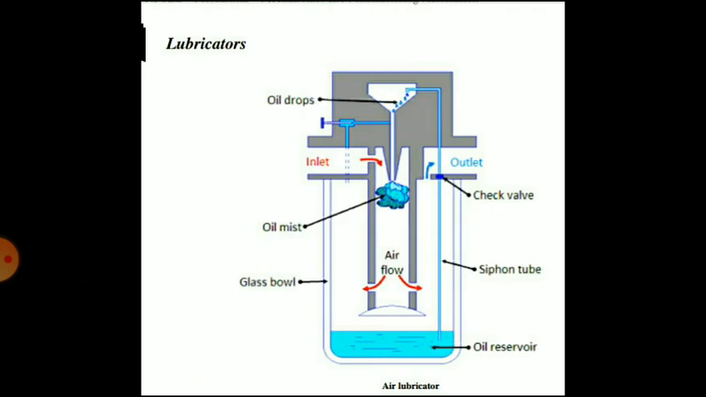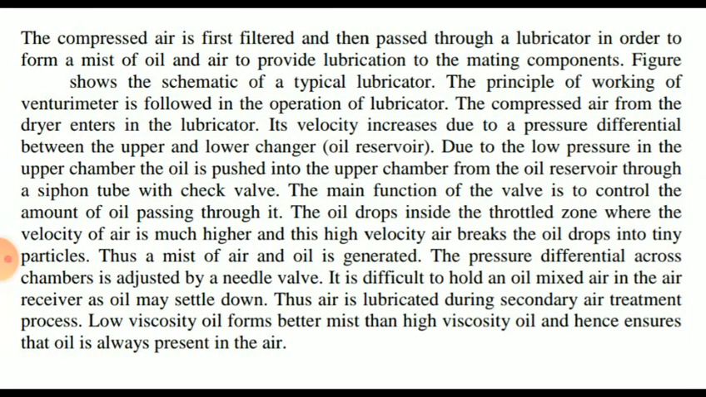So, next is the air lubricator. You can see, to lubricate the system and prevent corrosion, the lubricator is used, and these are all the elements shown in the diagram for the lubricator. The compressed air is first filtered and then passed through the lubricator in order to form a mist of oil and air to provide lubrication to the mating components.